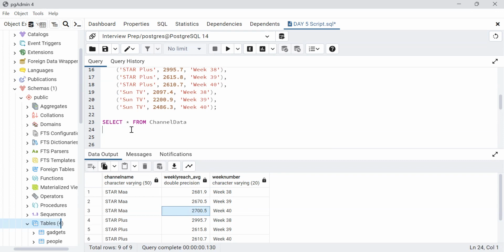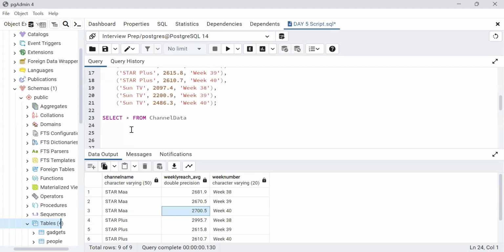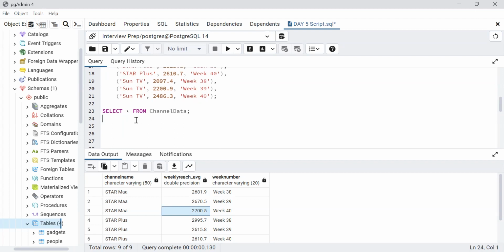Yes, Surbi, very good. So one thought is clear: if we want to compare such things row on row, we are going to use lead. That is one thought that we have all clear in our head. Lead is a window function. So what does that mean? That means that it will come with OVER.